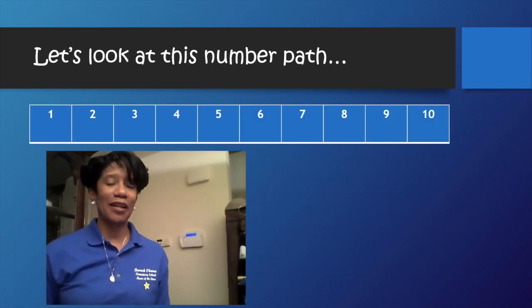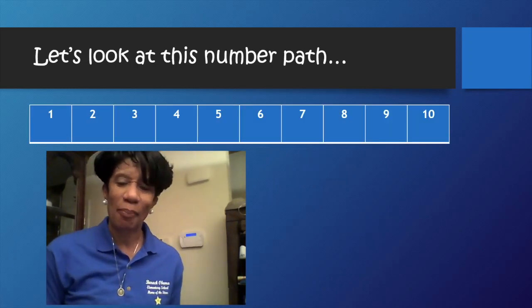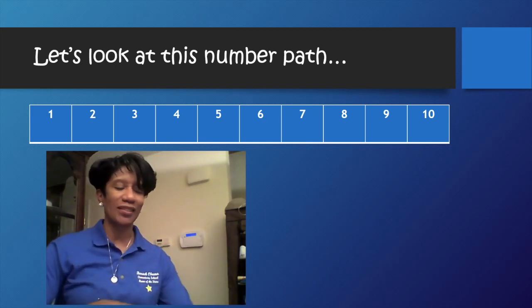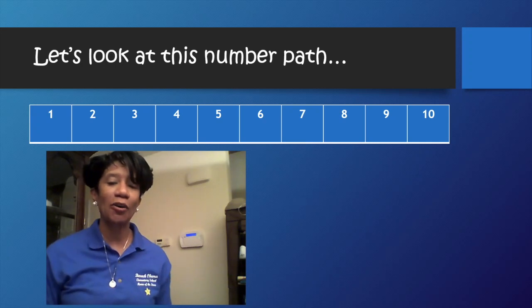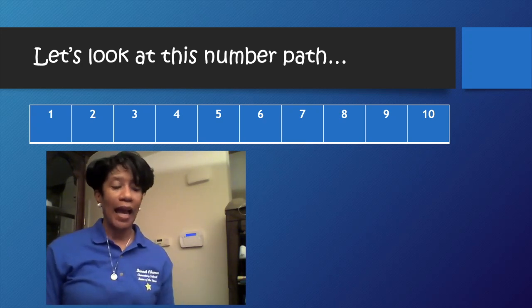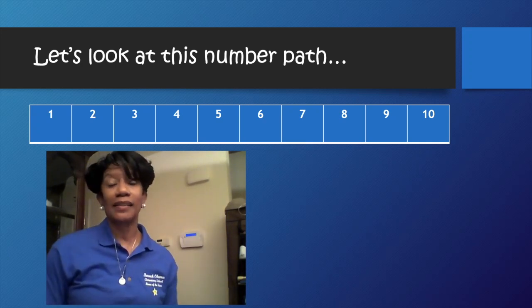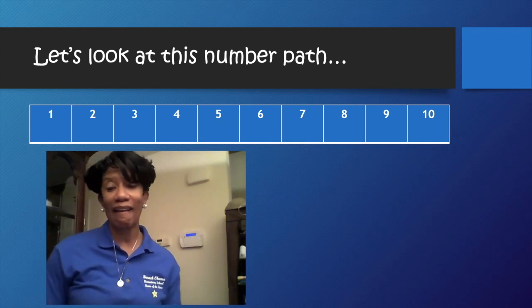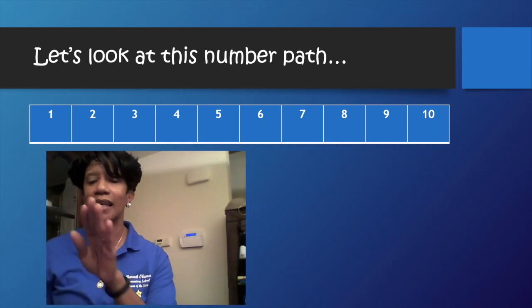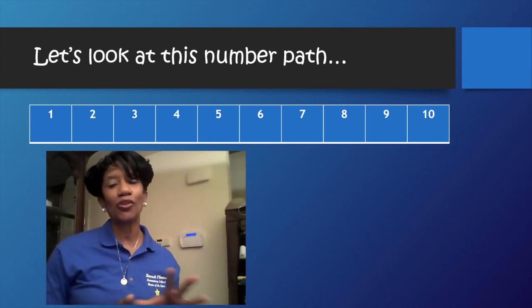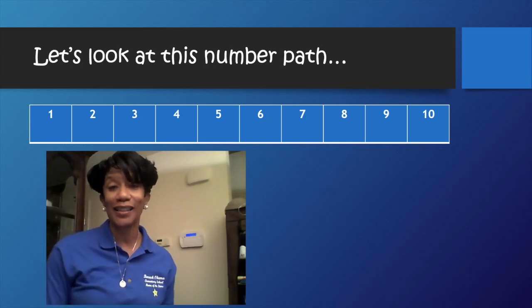So let's look at this number path. What is a number path? A number path is just a model that we use for counting. It's a counting model, and it helps us to know exactly how to count because it has squares, and each square has a number in it so that we can touch on it and see it as we're counting. So we're going to use our number path to help us count.